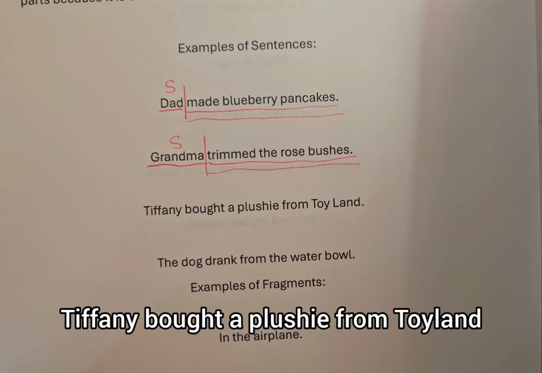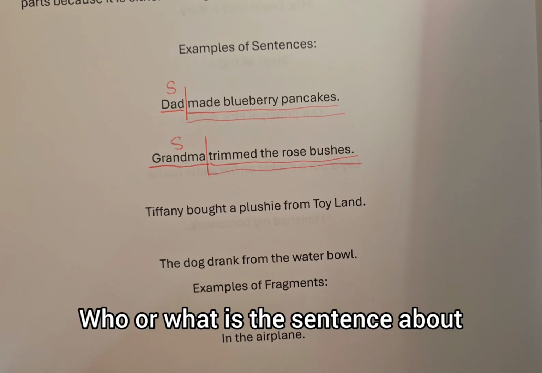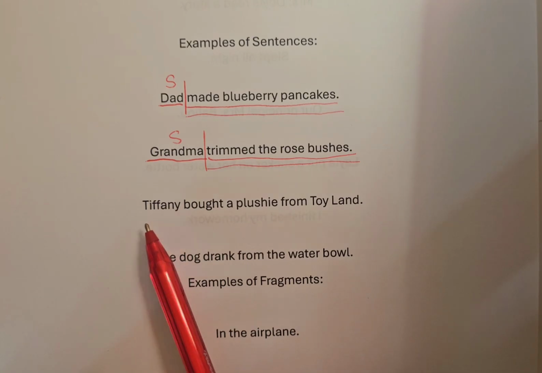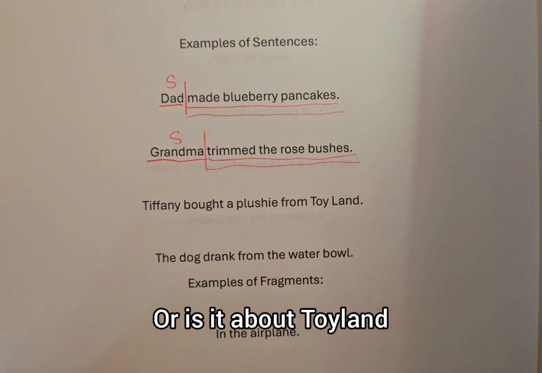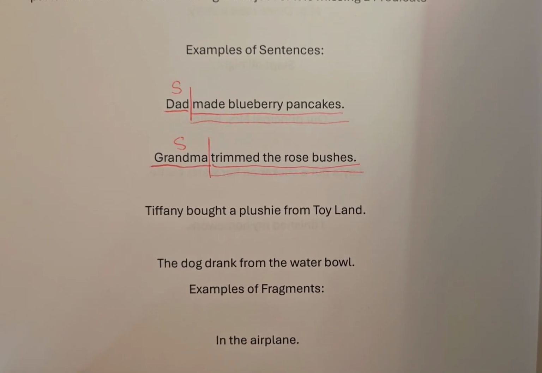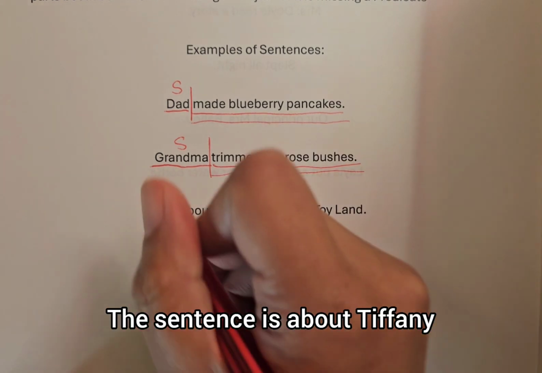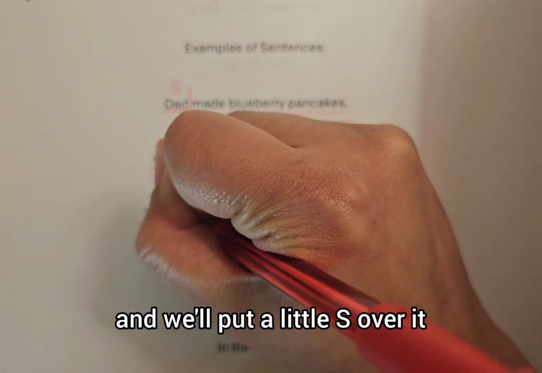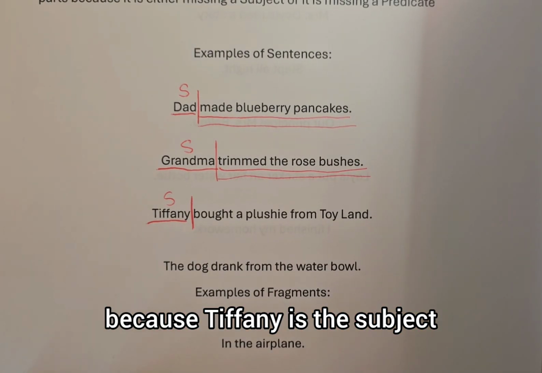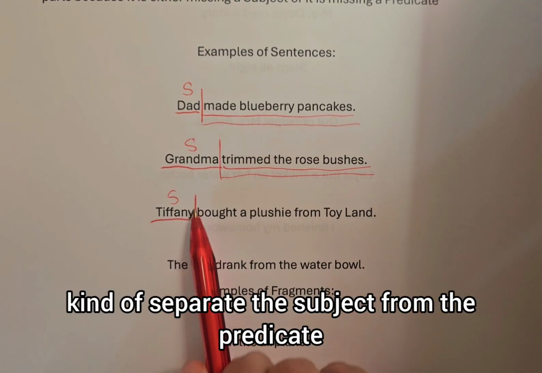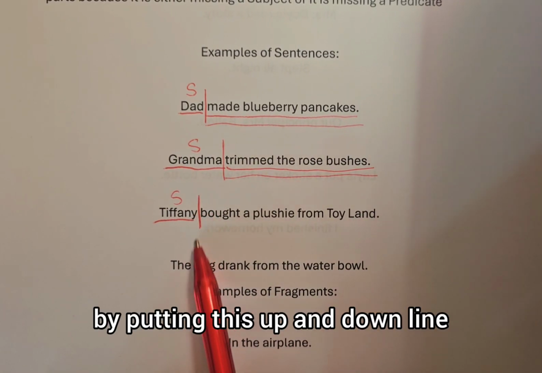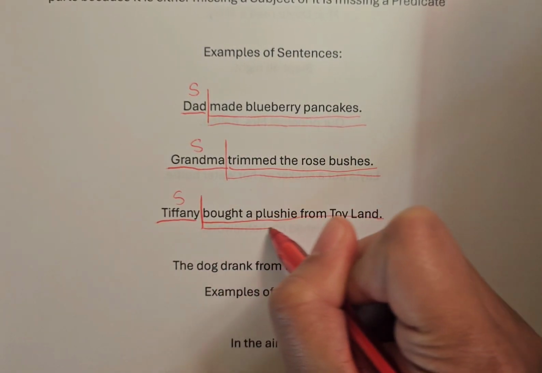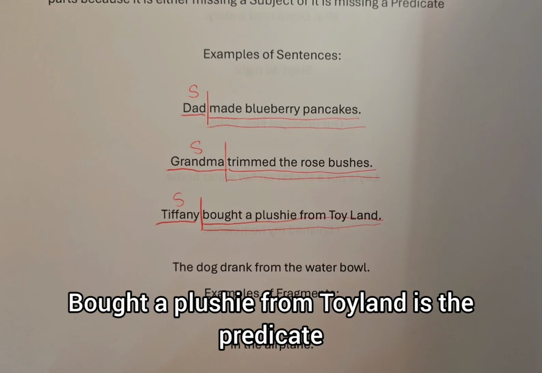Tiffany bought a plushie from Toyland. Who or what is the sentence about? Is it about Tiffany? Is it about the plushie? Or is it about Toyland? The sentence is about Tiffany. Let's underline Tiffany once, and we'll put a little S over it because Tiffany is the subject. And we're going to separate the subject from the predicate by putting this up and down line, and underline the predicate 2 times. Bought a plushie from Toyland is the predicate.